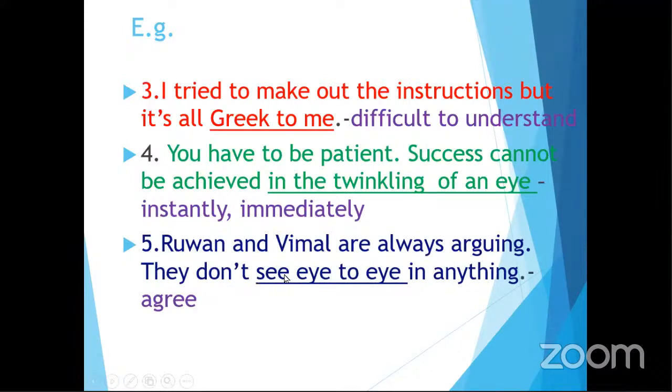They don't see eye to eye. So what does it mean, see eye to eye? Agree. See eye to eye means agree. So if you say don't see eye to eye, it means do not agree, disagree. Okay, I hope you understand what idiomatic expressions are.